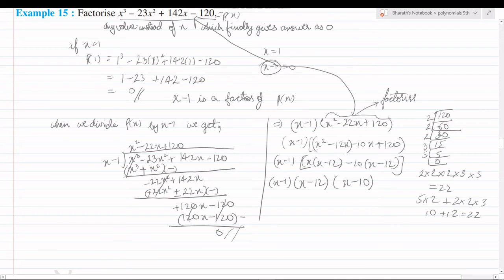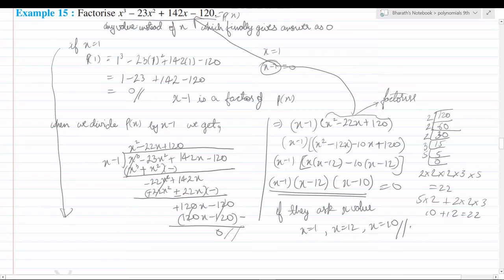Now after factorizing, this is the final answer. If they ask for the x value, substitute the whole thing to 0, you get x is equal to 1, x is equal to 12, and x is equal to 10. This whole method from here to here should go in stepwise, order-wise, to get 4 board marks.